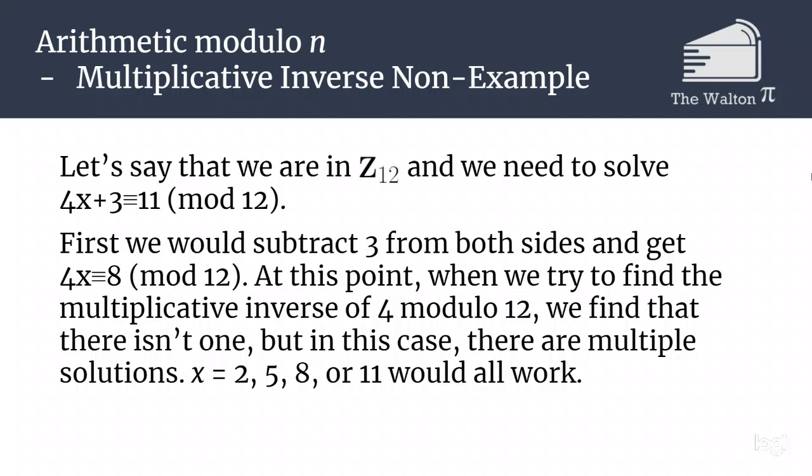So just because there isn't a multiplicative inverse doesn't tell us that there's no solution. It also doesn't tell us that there's going to be more than one solution. All it tells us is that we can't divide. We have to find a different way to go about solving the problem.